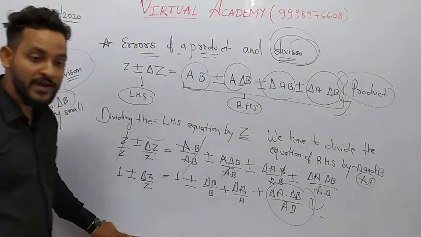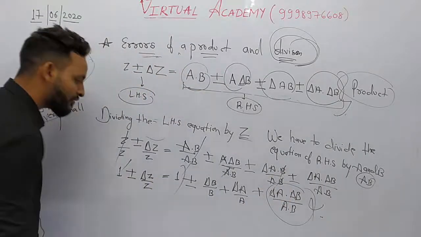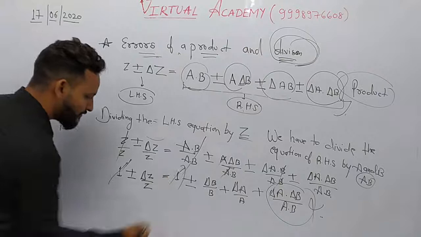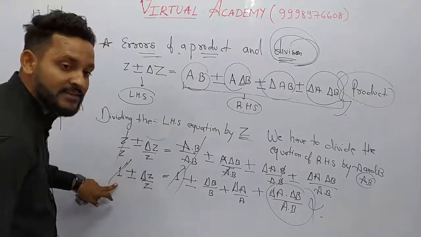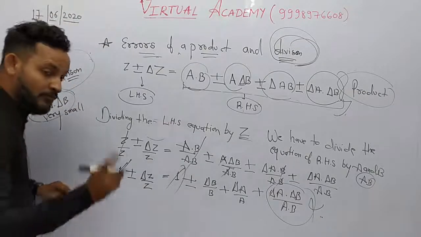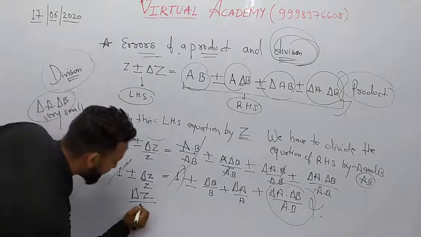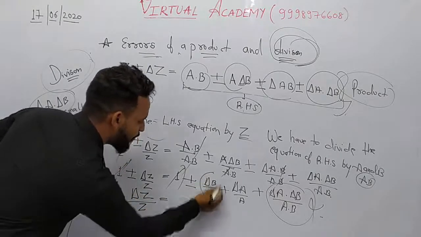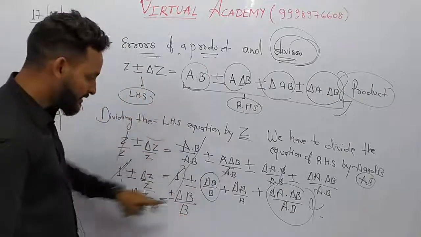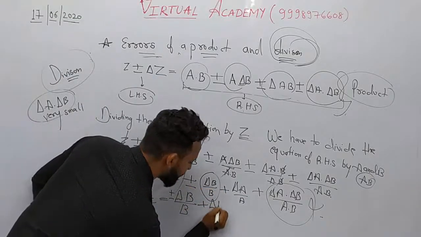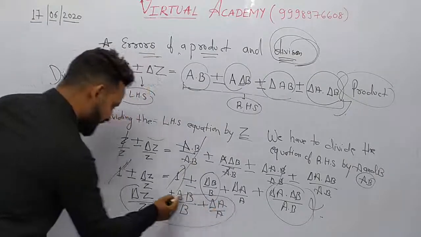So we neglected this term. Our term gets cancelled out: 1 minus 1 cancels out. Because plus, and when we bring this term here, it is converted into minus. So 1 minus 1 is 0. Now which term is left? So it's delta z upon z equal to delta b upon b plus minus delta b upon b. Now what about a? It's delta a upon a. Clear? It's our equation for division.